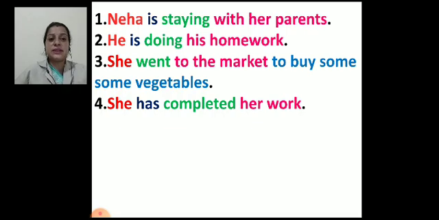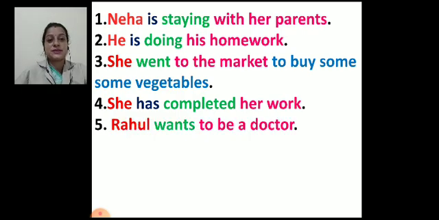She has completed her work. She is the subject, has is the helping verb, completed is the main verb, her work is the object. Rahul wants to be a doctor. Rahul is the subject, wants is the verb, to be a doctor is the object.